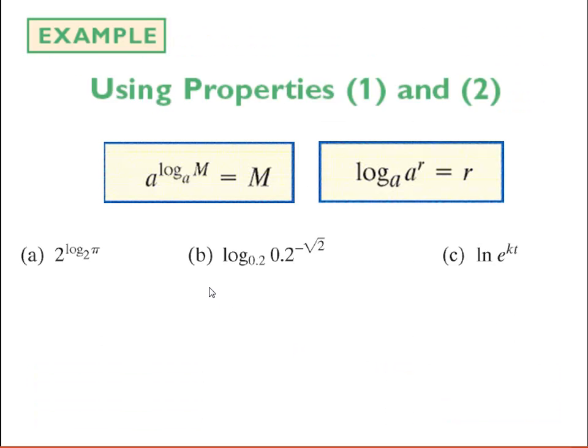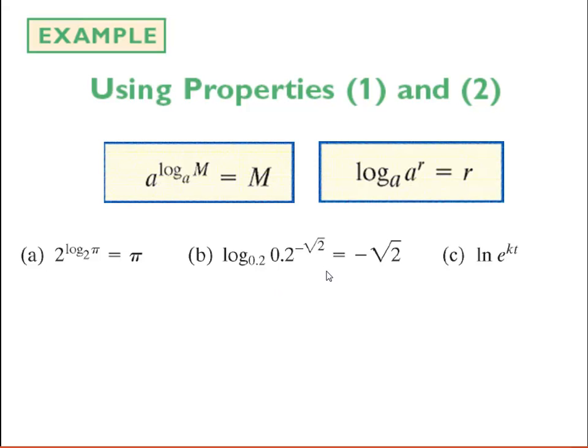So let's look at a couple illustrations of that idea. Here's letter A illustrating the first property. I have 2 all raised to the power of log base 2 of pi. Because these are inverses, that composition is just going to equal pi. Now, letter B is illustrating the second property. This is saying I have log base 0.2 of 0.2 to the power of negative root 2. Because the base of the log and the base of the exponential match each other, like we see in this property, they're going to literally cancel each other out. They're inverses, and I'm going to get just the exponent, negative root 2, out of that result.